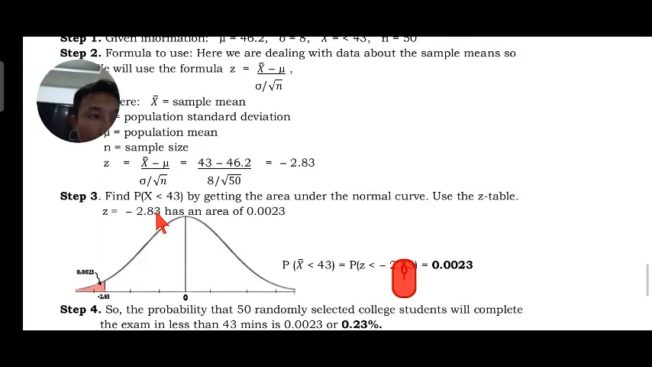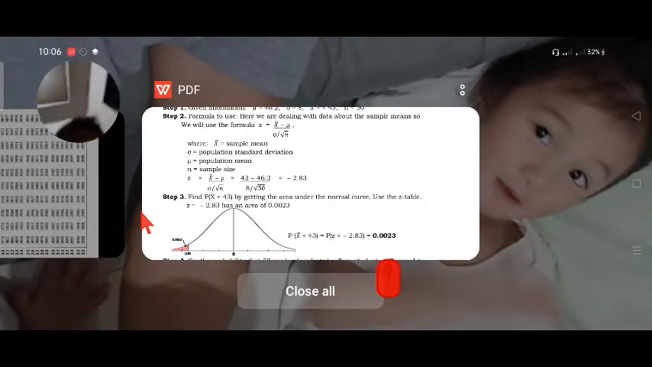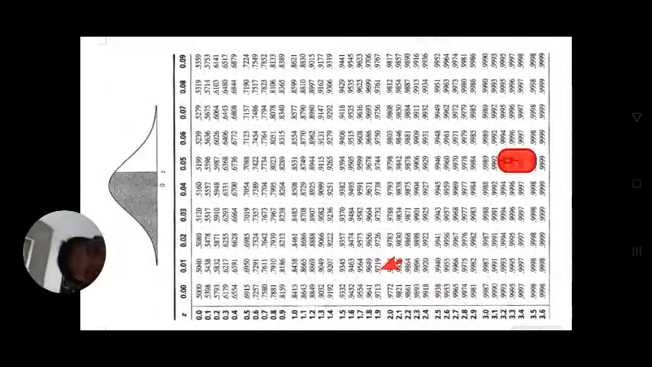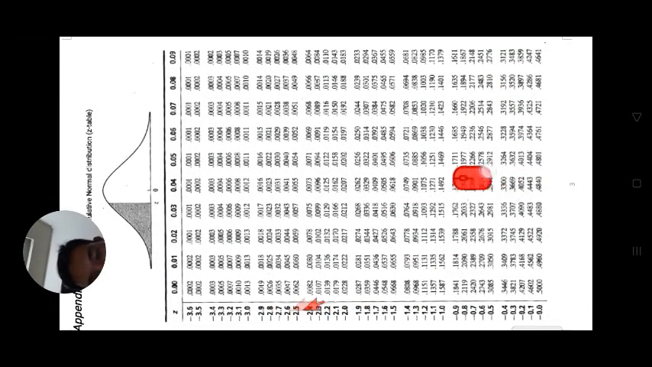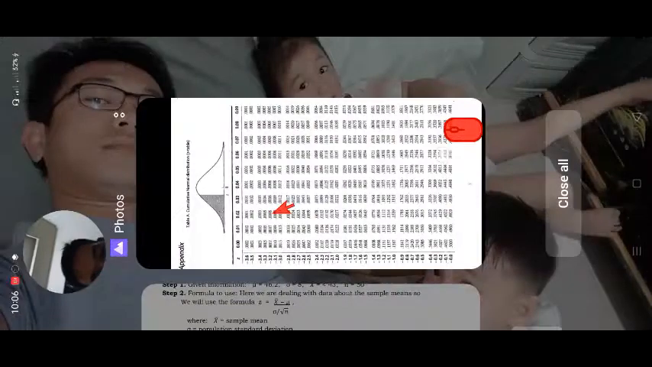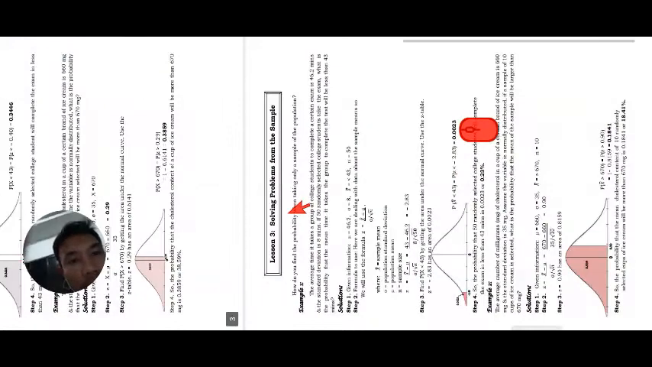So, negative 2.83. Let us consult the z-table. Dito tayo sa negative. Negative 2.8 here, negative 2.83. So, negative 2.83, that is 0.0023.